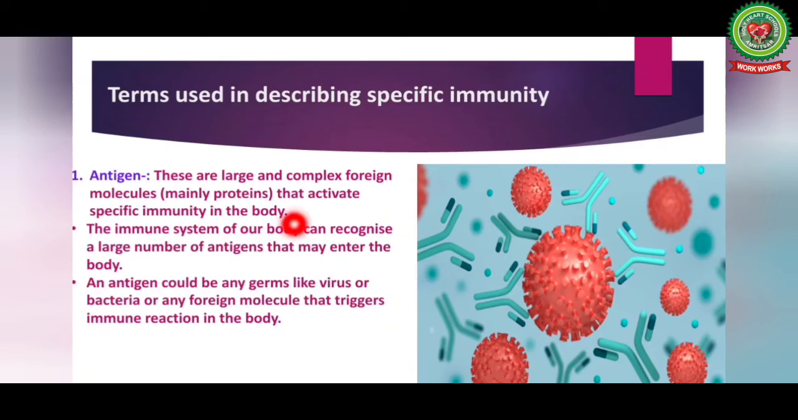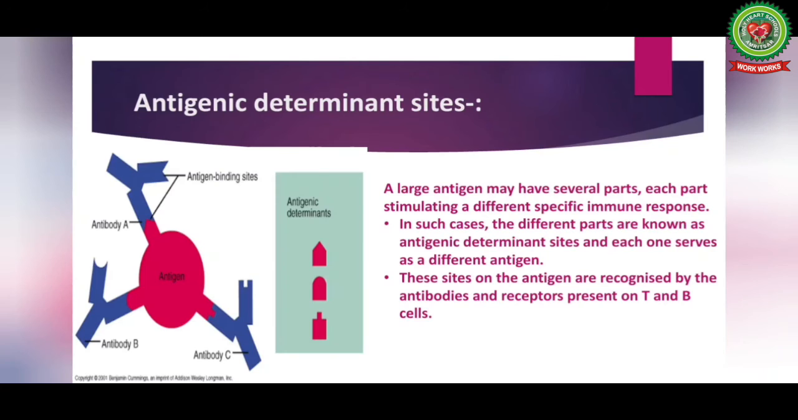First is antigen. These are large and complex foreign molecules, mainly proteins, that activate specific immunity in the body. The immune system of our body can recognize a large number of antigens that may enter the body. An antigen could be any germ like a virus or bacteria or any foreign molecule that triggers an immune reaction in the body. Now next is antigenic determination sites.